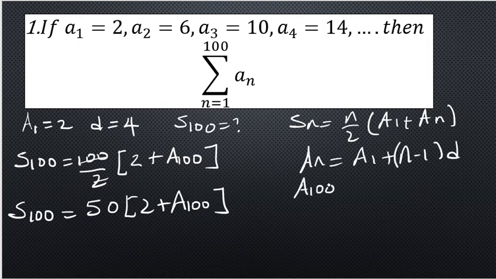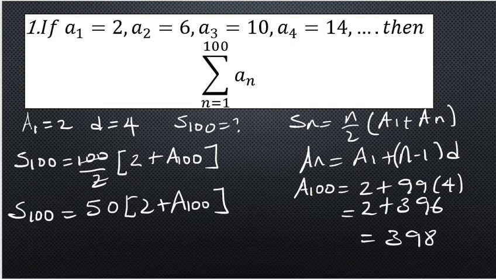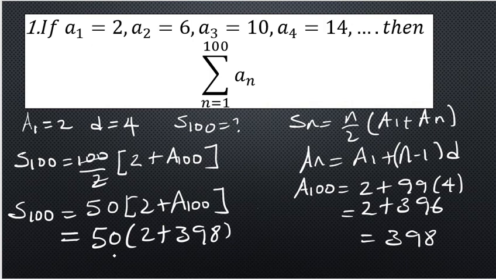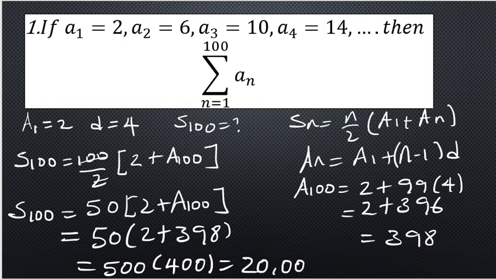So A100 means A1 plus n minus 1, meaning 100 minus 1, which is 99, times 4. The common difference is 4. When you multiply 99 by 4, it will be 396. So let's finalize it: 50 in bracket 2 plus 398, which will be 400. So the result is 50 times 400, which is going to be 20,000. This is the answer for the first question.